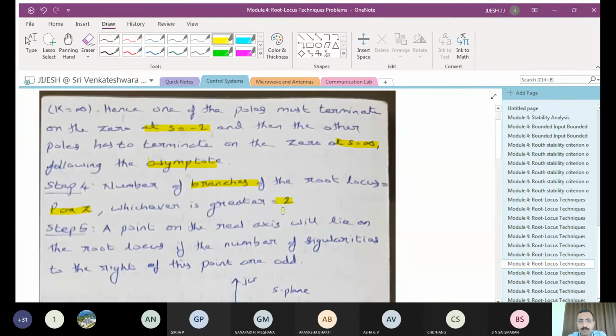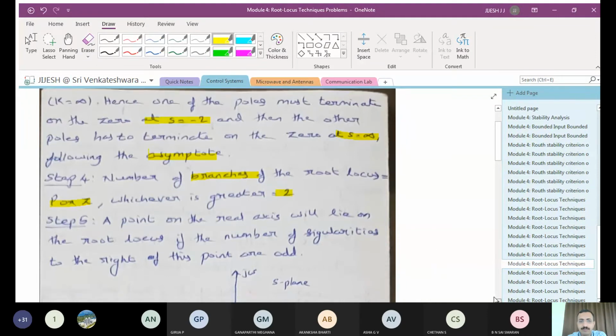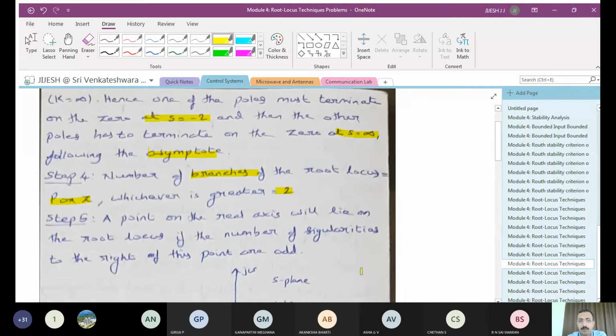Now after completing step 4, you can move on to step 5. A point on the real axis will lie on the root locus if the number of singularities to the right of this point is odd. We have also seen those cases, odd number of points and even number. So a point on the real axis will lie on the root locus if the number of singularities on the right of this point is odd.